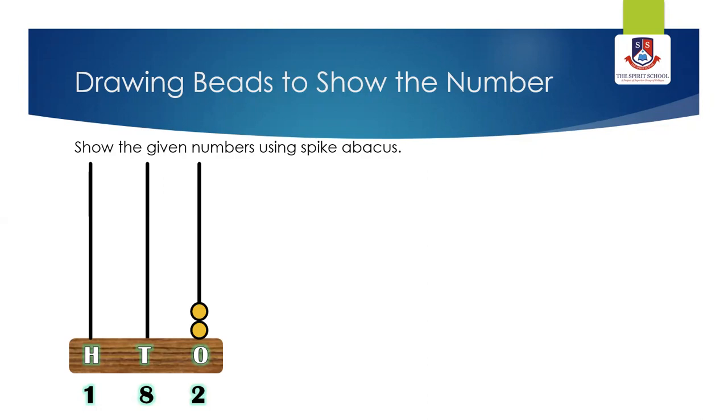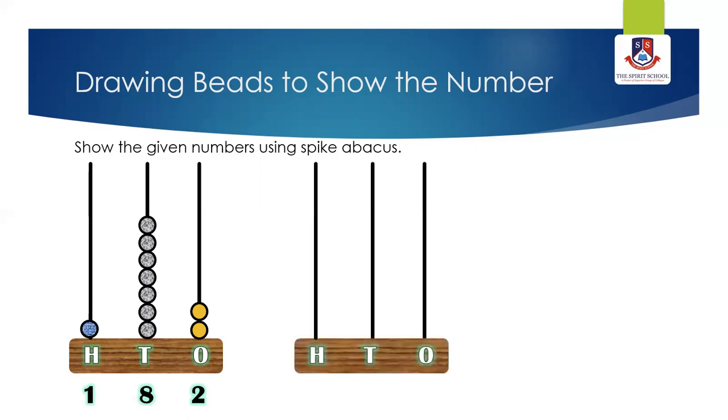How many tens are we going to represent using the tens spike? We are going to represent 8 tens. It means we have to put 8 beads in the tens spike. And how many hundreds are we going to represent? We have 100, so we will put 1 bead in the hundreds spike. So here is the number 182. Now move on to the next spike abacus.